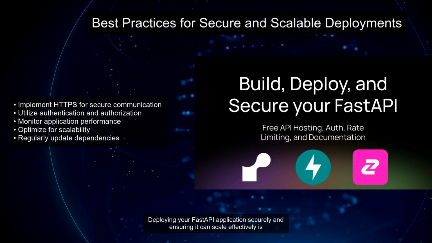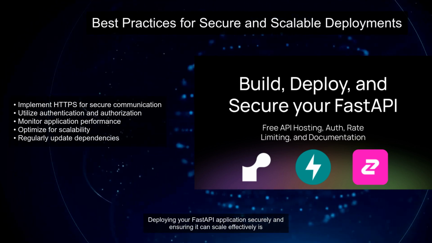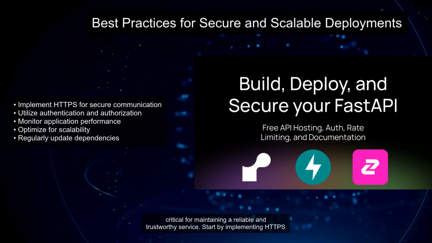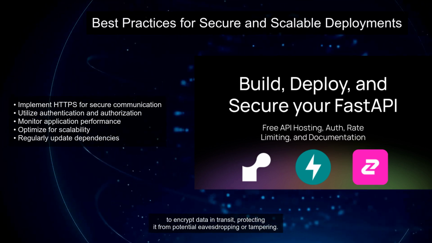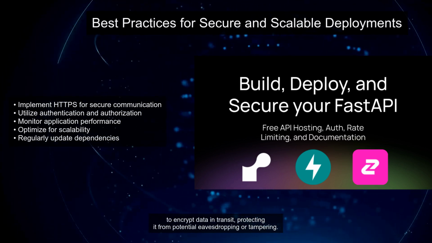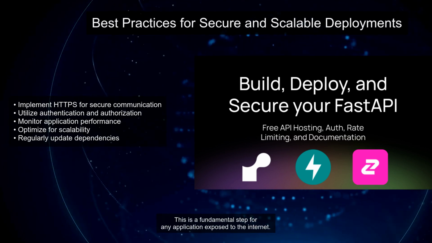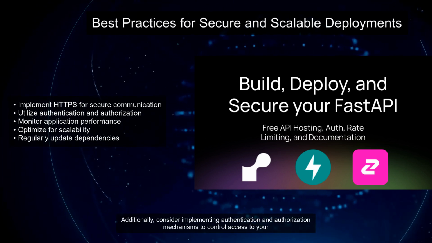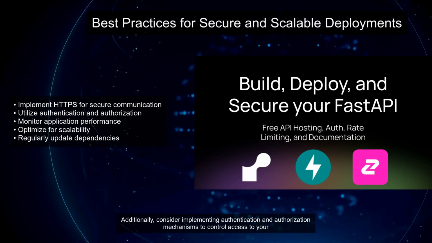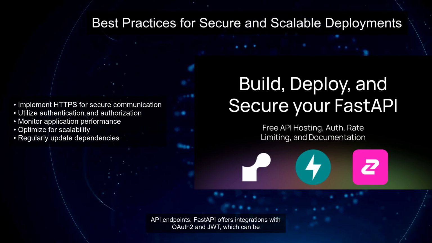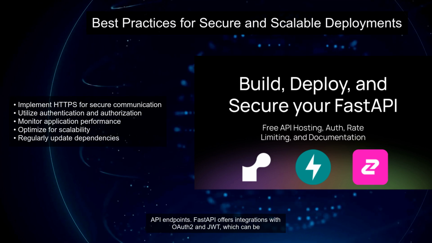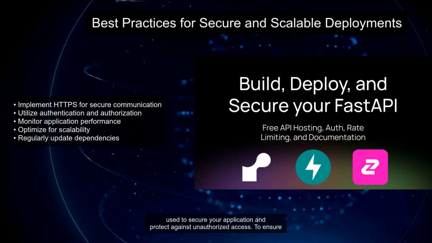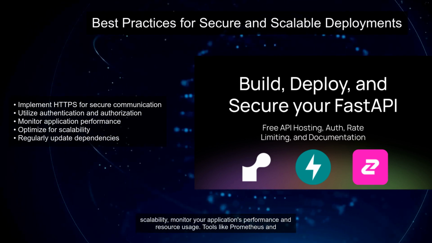Deploying your FastAPI application securely and ensuring it can scale effectively is critical for maintaining a reliable and trustworthy service. Start by implementing HTTPS to encrypt data in transit, protecting it from potential eavesdropping or tampering. This is a fundamental step for any application exposed to the internet. Additionally, consider implementing authentication and authorization mechanisms to control access to your API endpoints. FastAPI offers integrations with OAuth2 and JWT, which can be used to secure your application and protect against unauthorized access.